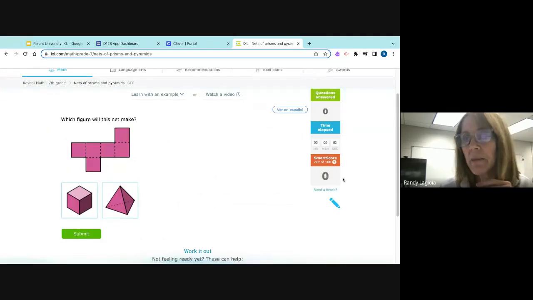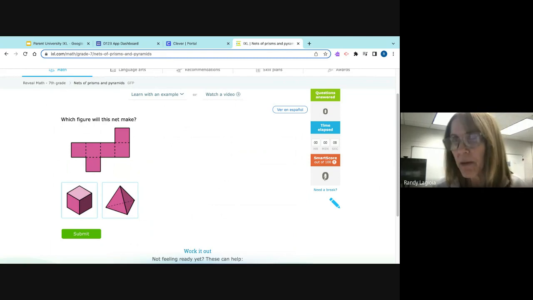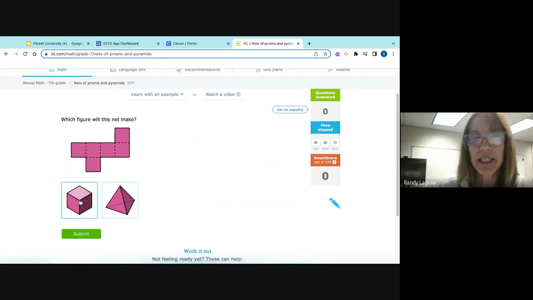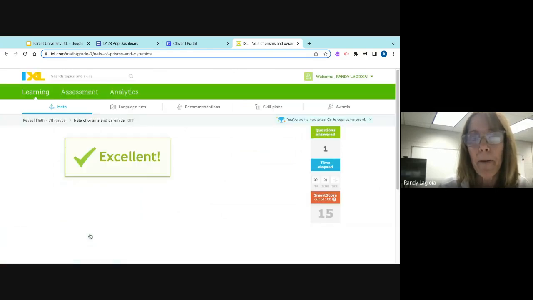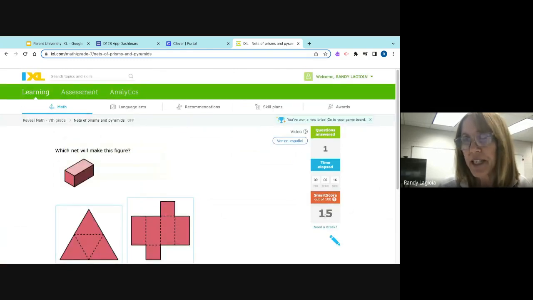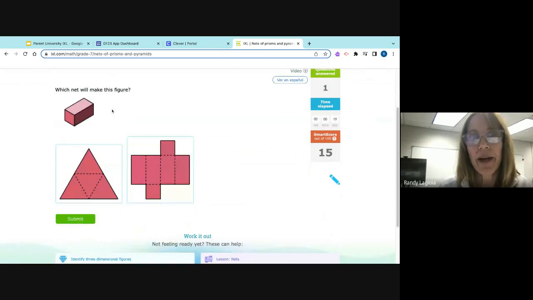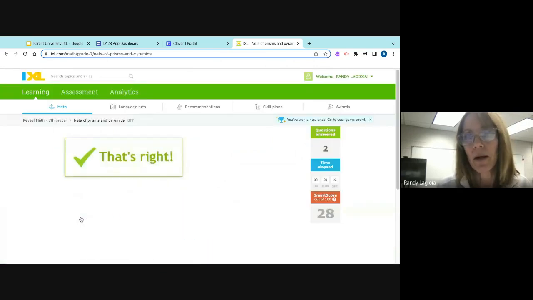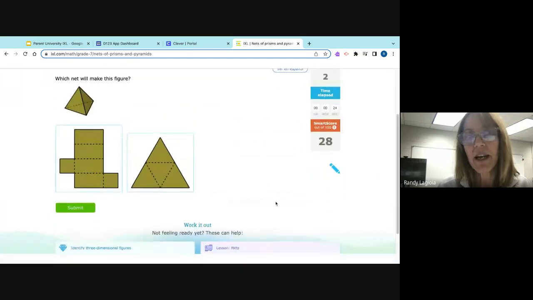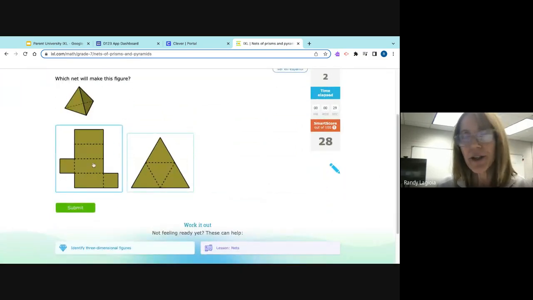All right, now you'll see my SMART score is 0, and we'll just answer a few questions so we can watch that SMART score go up and then see it come down as well. So what figure will this net make? We have a cube. Now I'm up to 15. All right, now I have this rectangular prism. I'm up to 28. Okay, so now for this pyramid, we're going to purposely choose the incorrect answer.